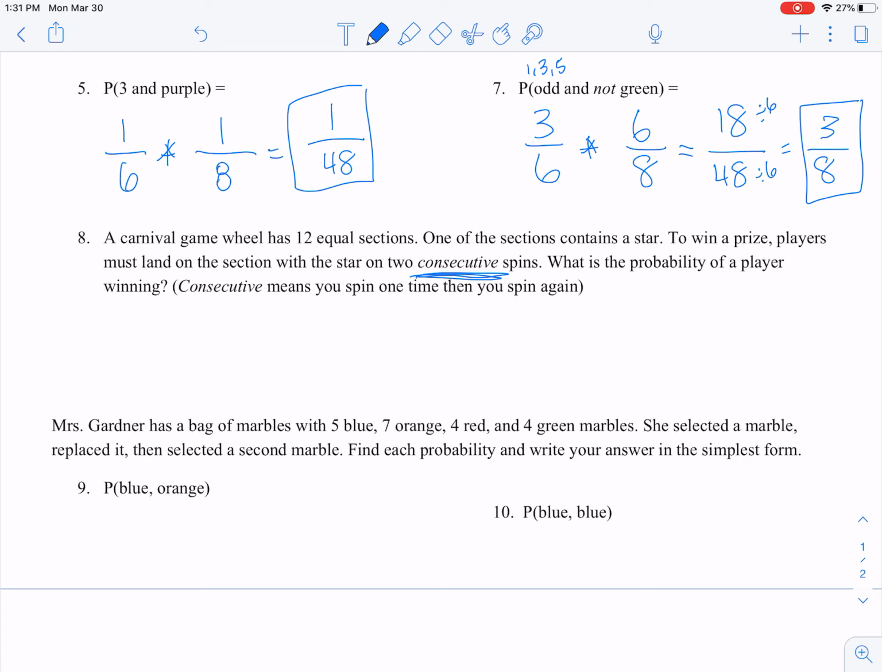So consecutive again means you spin one time, then you spin again. So 2 times in a row, we are trying to get the star. So remember, guys, that it said that at the beginning, there are going to be 12 equal sections on the spinner, and just one of them has a star. So if you would like to draw this on your problem with your Notability pen or on paper, I'm going to try to explain to you by giving you a visual.